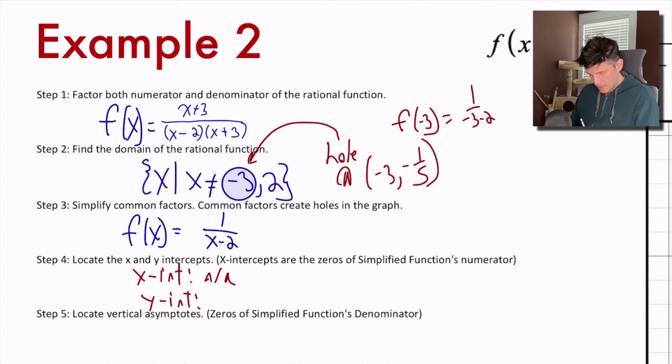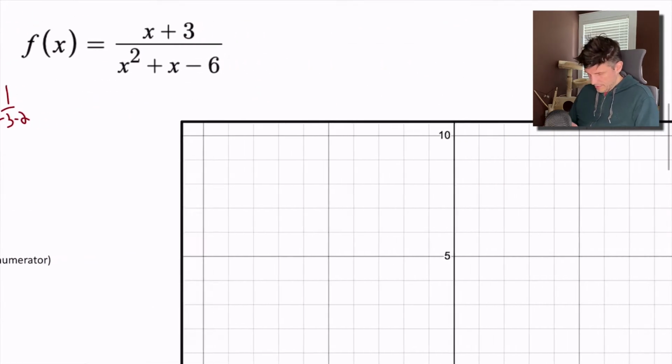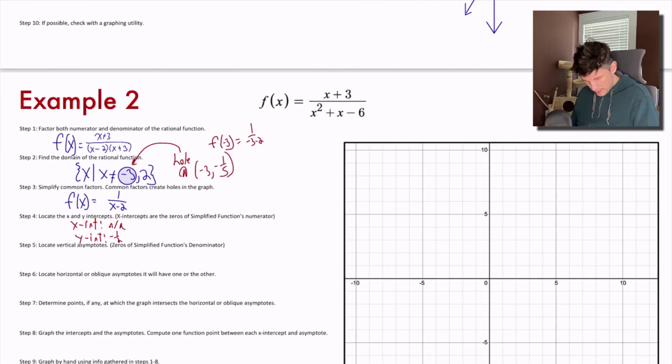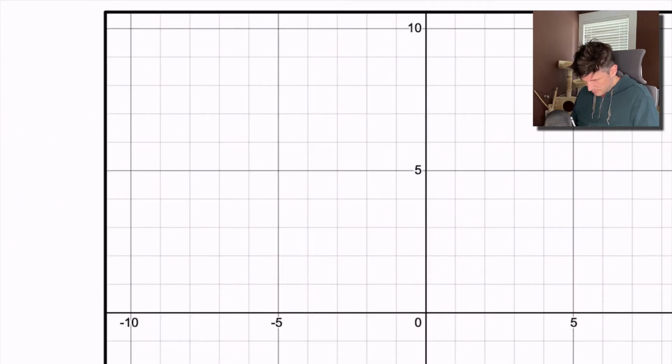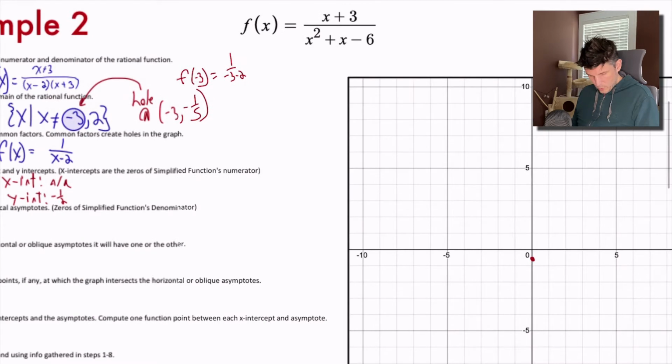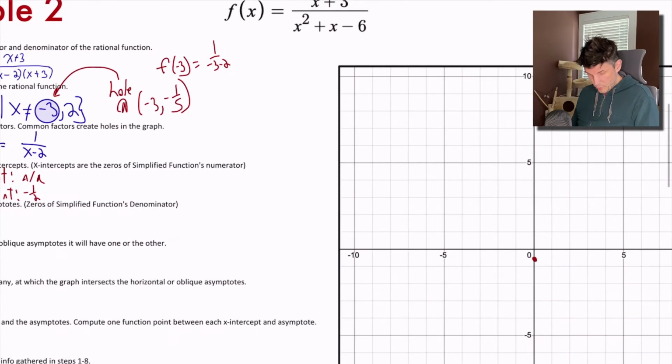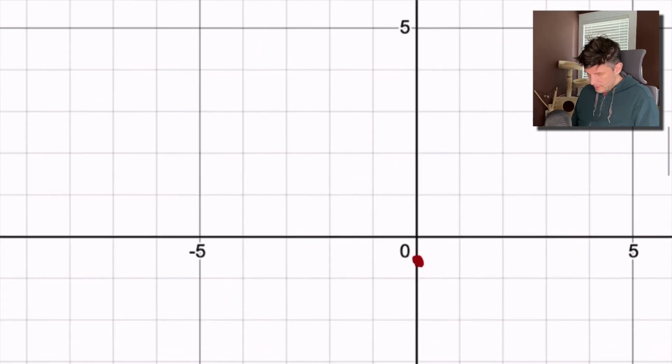Y-intercept, you just plug in 0 for x, so that's f of 0, and that's going to be at -1/2. So as I'm going along, I guess it's worth putting some of this stuff on here, right? So the y-intercept is going to be at -1/2, so let's put it there. I guess we'll graph it in red. It's more visible that way. So -1/2 for the y-intercept. We have a hole at -3, -1/5. 1, 2, 3, and -1/5. I'm just going to say that's going to be about right here.